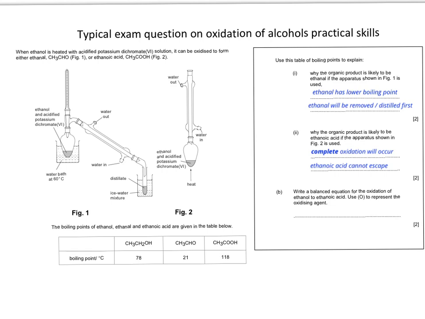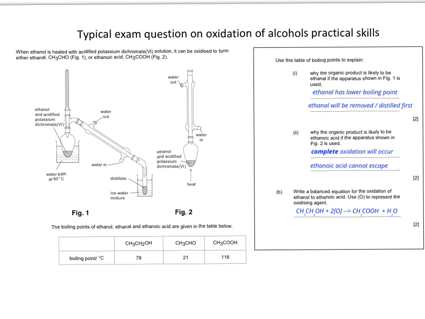Then it wants a balanced equation for the oxidation of ethanol to ethanoic acid and use O to represent the oxidizing agent. So remember there are two oxidations that take place. The first one is to ethanal and the second one is from ethanal to ethanoic acid. So you have your ethanol on the left hand side, two oxygens from the oxidizing agent making ethanoic acid and water.